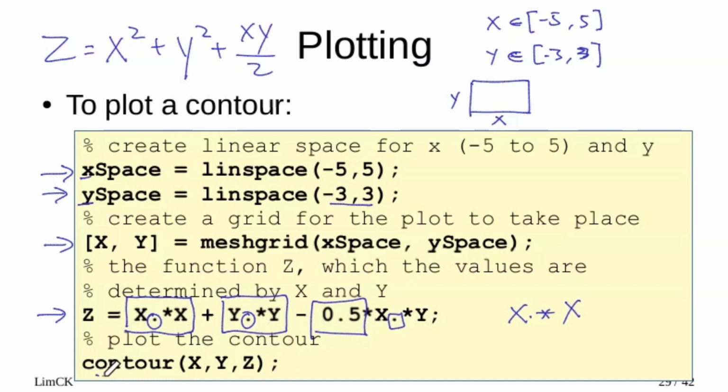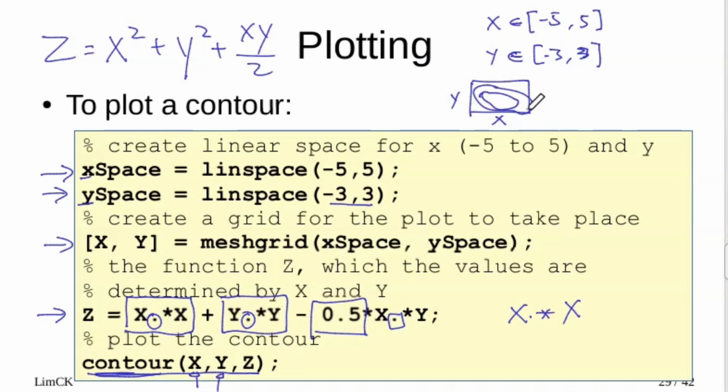Then we plot the contour. We plot the contour using the contour keyword, and the contour keyword needs three variables, x, y, and z. The variables we have are x, y and z, where z will be the contour line. The value from the function will be represented as the contour line in the contour plot.